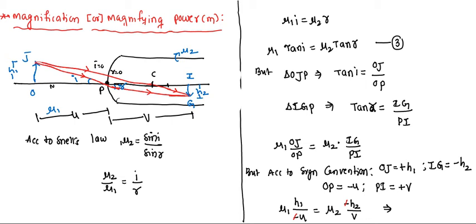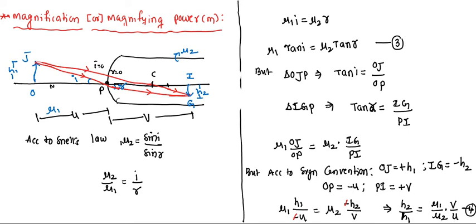If you find h2 by h1 from this equation, we will get h2 by h1 as nu 1 by nu 2 into v by u. Is it v by u? Yes, v by u. And this is equation 4. But h2 by h1 is the height of image by height of object, that is called magnification.